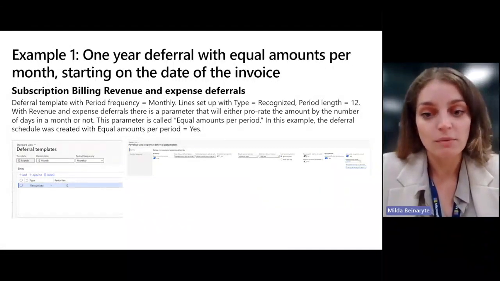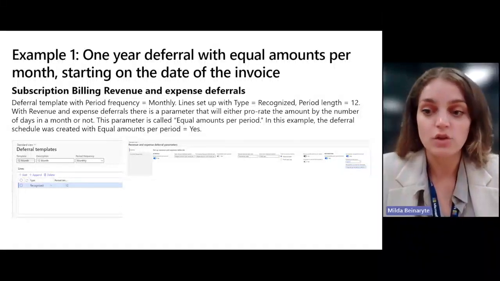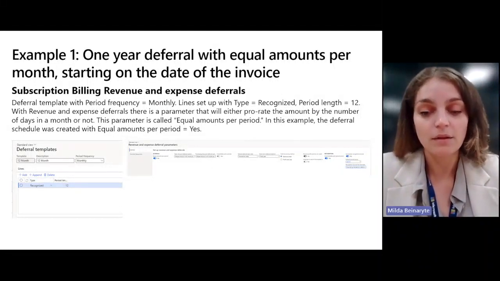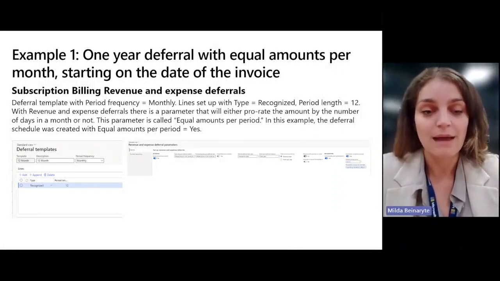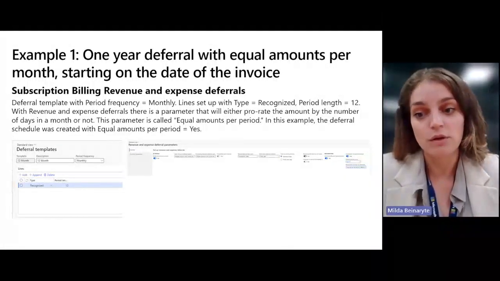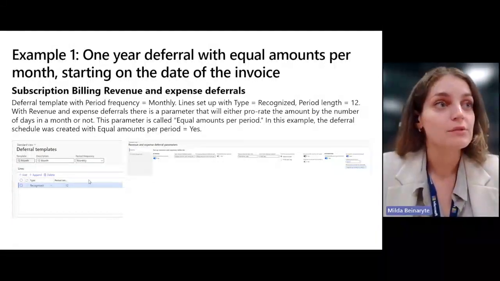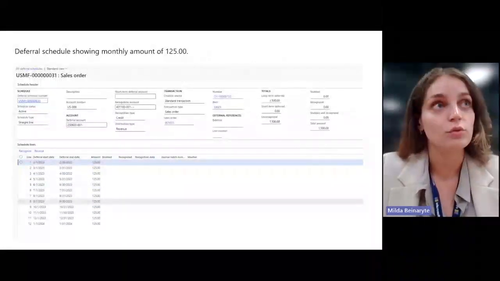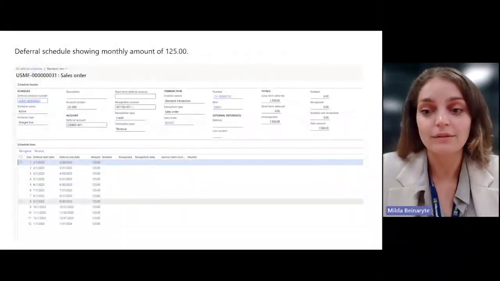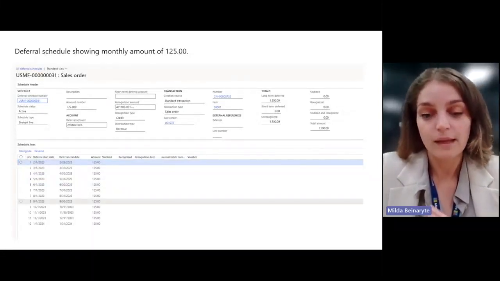We also mentioned before the equal amounts per period parameter, which determines if the schedule is based on the days in the month or not. In this scenario, the parameter is enabled, meaning that each period will have an equal amount calculated. You can see this parameter here on the screen and all the configurations as well. Now, this is how this schedule would look. The deferral schedule would have equal amounts for every month, and it would be $125 as an amount.